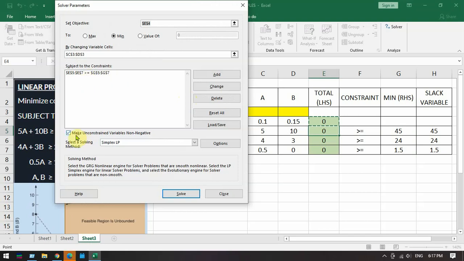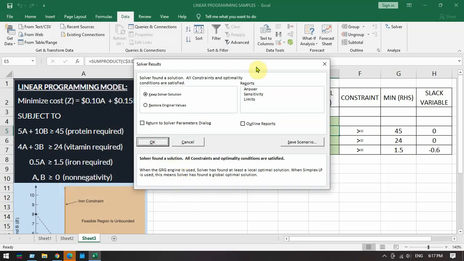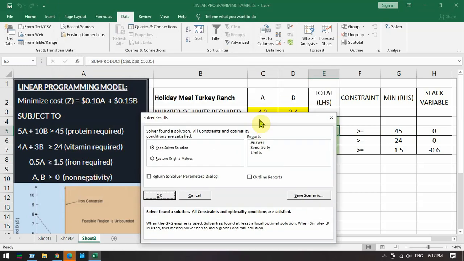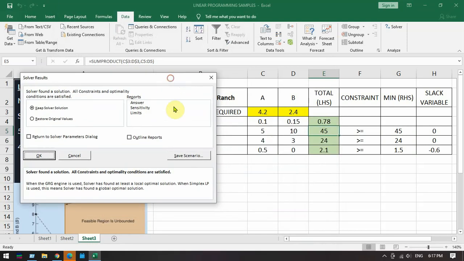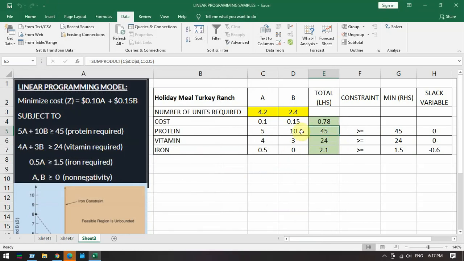There we have it. And then we should click on this, make unconstrained variables non-negative, and we should solve it using the simplex linear programming. Okay, and then click solve. So it says here that Solver found a solution. All constraints and optimality conditions are satisfied. And the answer is 4.2 and 2.4 for A and B respectively. So we want to keep this solution, so we can just click OK. So this is our first approach of solving our variables using the Solver function.